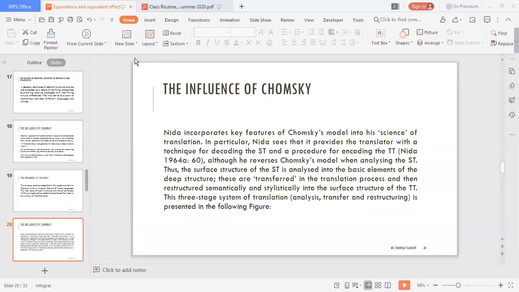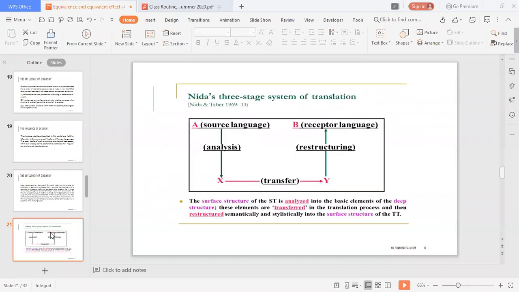Yes, sir. Now, let's move on to the next slide. Right, here you see the three stage system of translation. Can you see the screen? If you take a look at the screen, it will help you understand very easily. You can see it, right? Right, sir. All right. Now, first, you see the A and B.